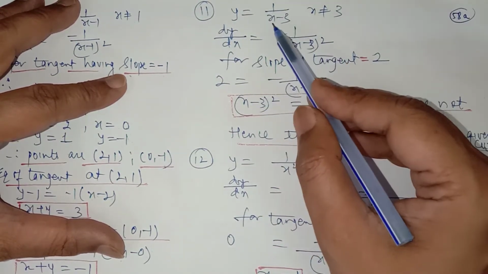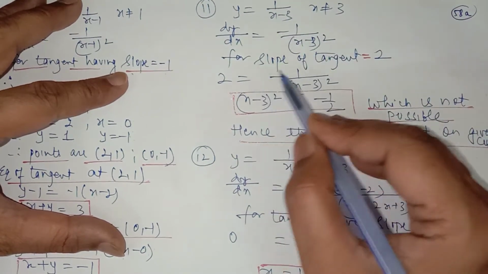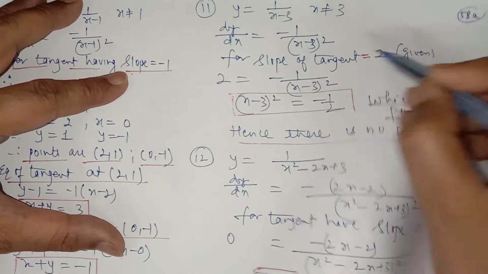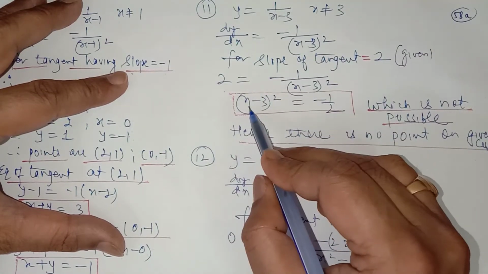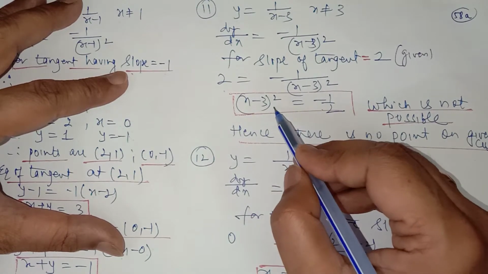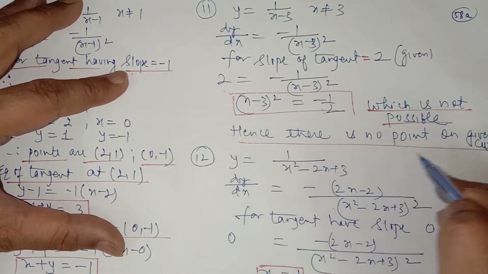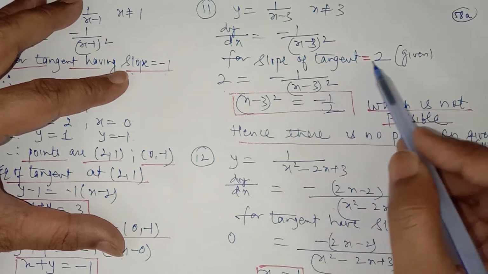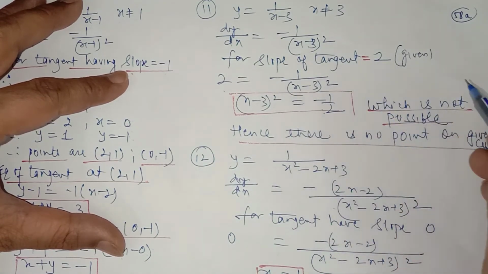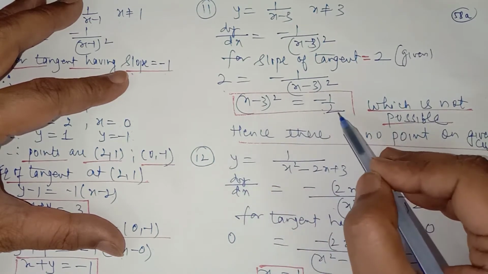So dy/dx is equal to minus 1 upon (x minus 3) whole square. You can differentiate by taking the quotient rule. The slope of the tangent is given as 2, so put it equal to 2, and you are getting (x minus 3) whole square is equal to minus half, which is not possible because the square of anything cannot be negative. So there is no point on the given curve where the tangent has the slope 2, because the perfect square is coming to be minus half.